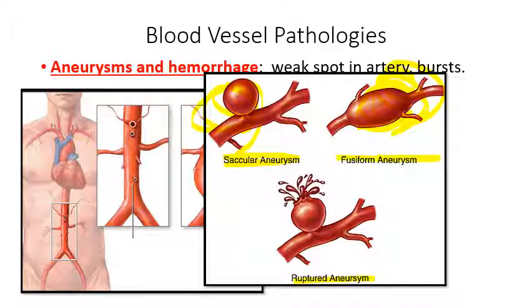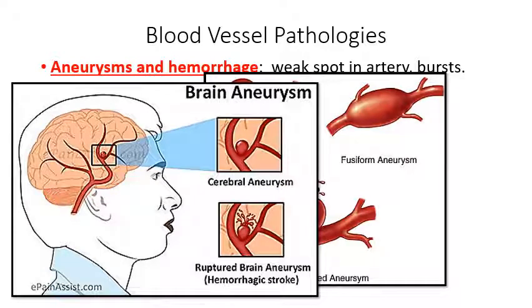You may remember the word fusiform when we talked about the shape of muscles. We have fusiform muscles that have a wide belly and a narrow origin and a narrow insertion. Okay, so here's a brain aneurysm. This is usually lethal if the blood vessel bursts in the brain and then you get compression of the brain against the skull. That's usually lethal.